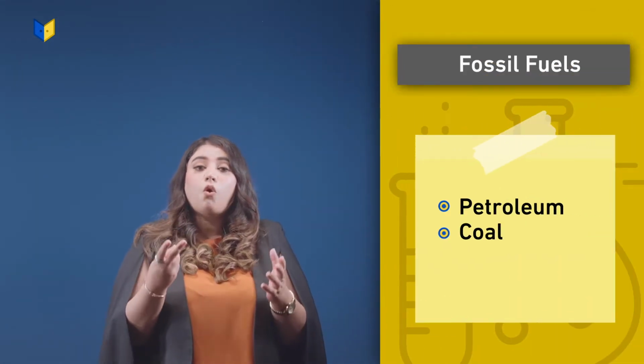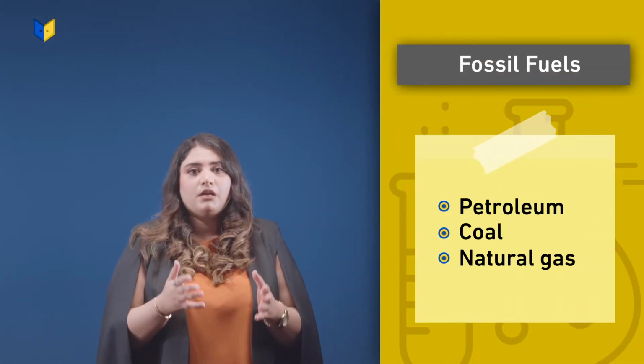Now, there are 3 examples of fossil fuels. First is petroleum, the second is coal, and the third is natural gas. First of all, we are going to see what petroleum actually is. Petroleum is crude oil. We also call crude oil petroleum, and crude oil is known as petroleum and petroleum is known as crude oil.